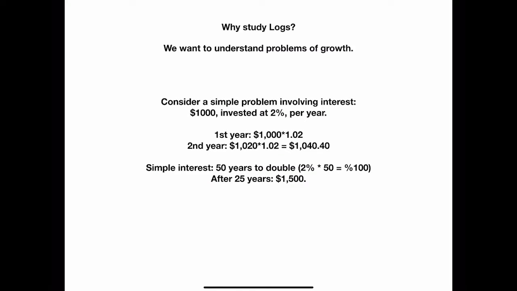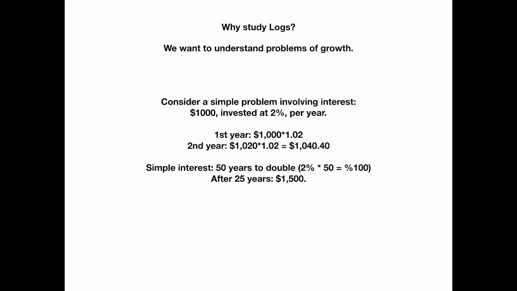So our first instinct might be, well, at 2% it would take 50 years, because 2% times 50 is 100%. But we know really that that's not right because it's growing all along. We don't know what the right answer is, but we can say that one's not right. After all, halfway through your 50, you'd be up to $1,500.